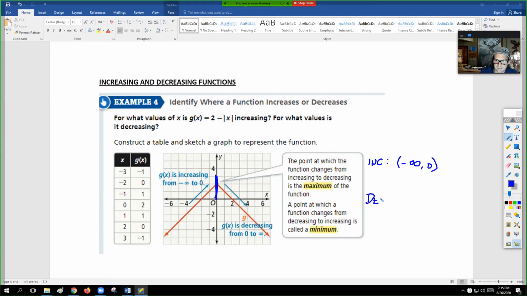And then we can say it's decreasing. Well, it decreases from 0 all the way over to infinity. There you go. So that's how we'd write it in interval notation.